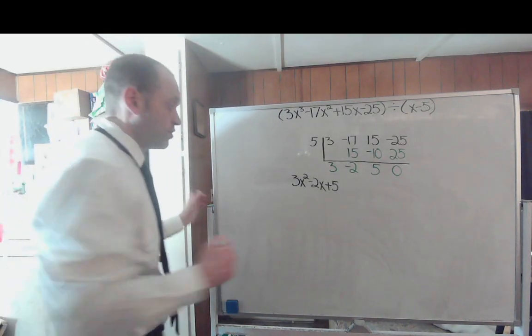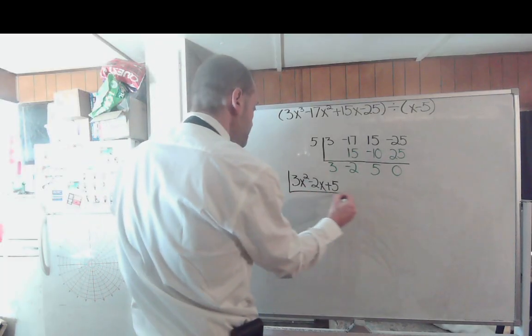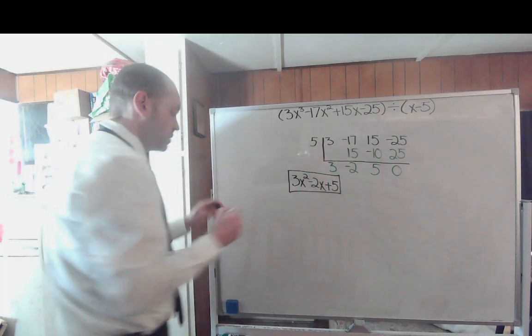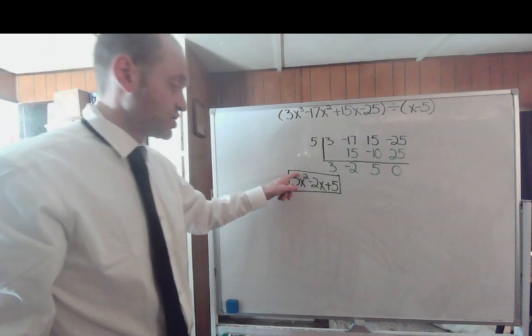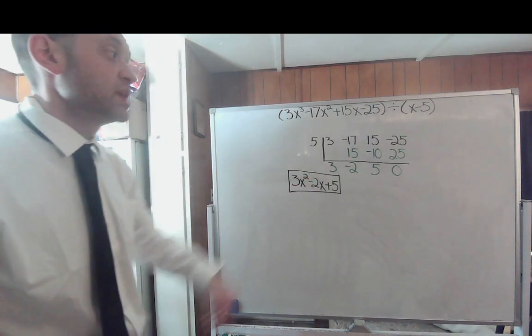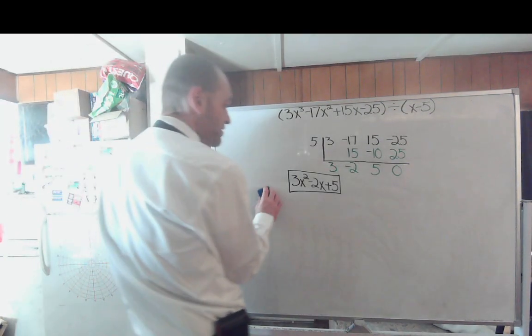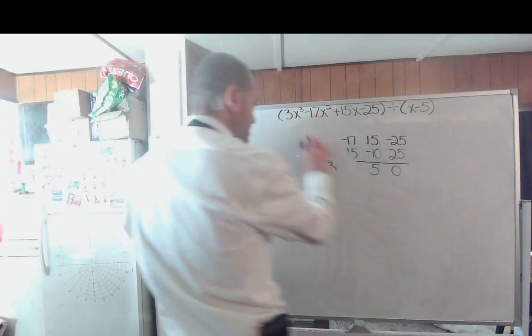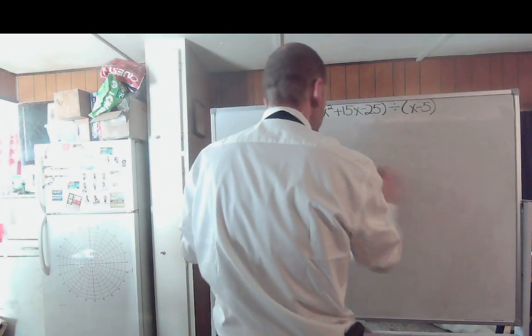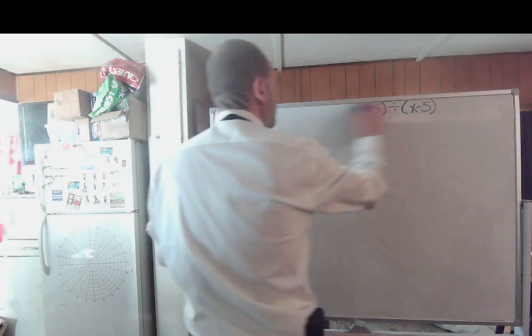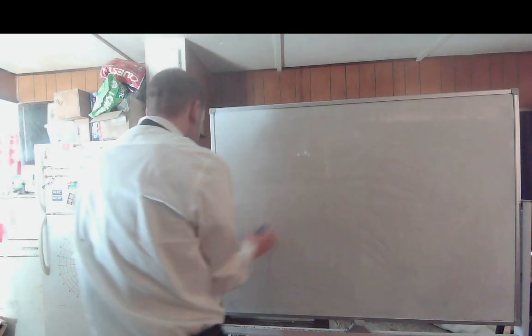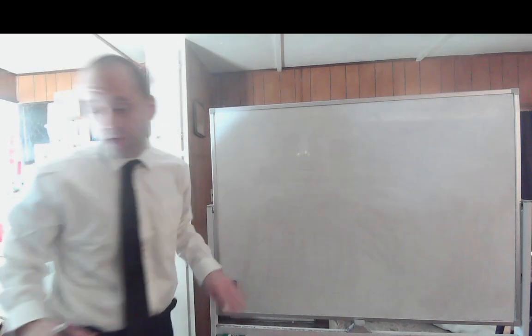You don't have a remainder in this case, so your result is going to end up being 3x squared minus 2x plus 5. And in some ways, I think synthetic division is actually nicer to use. It has its drawbacks, but overall I think it's better than polynomial long division.